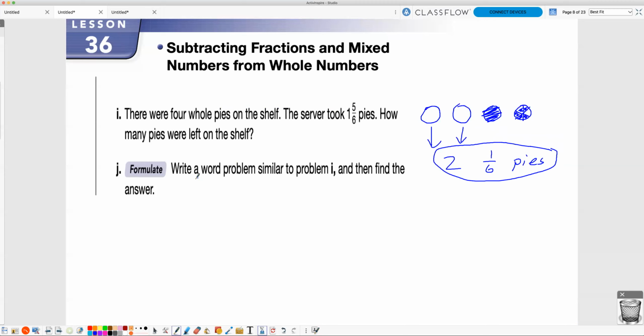And letter J, this is up for grabs. You just need to write a word problem that's similar to letter I here, and then find the answer and give me the answer. So you might use, there were a different number of pies on the shelf and the server took a different number of pies off of the shelf, and how many pies are left. You could change it from pies to something else, get a little creative. Anyone's answer just needs to be checked. You need to make sure your word problem is similar to I and then it has an answer to it.